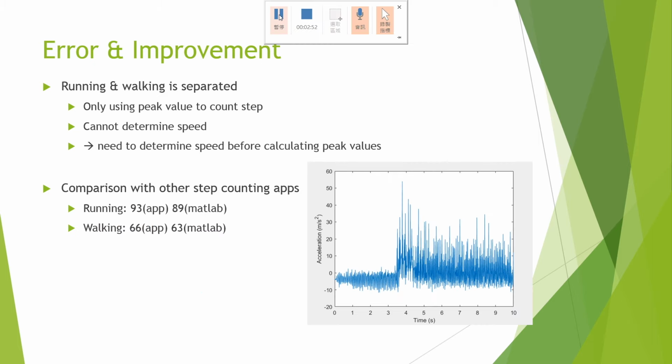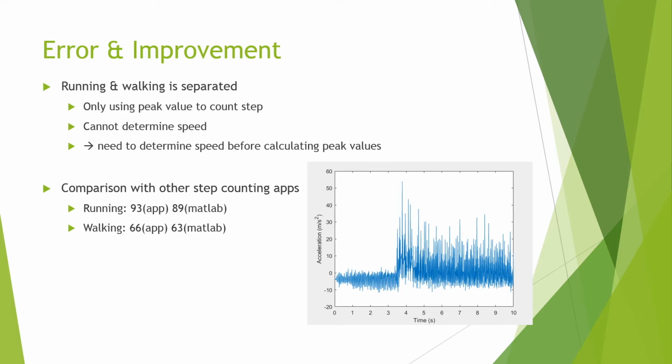About the error and improvement, we find that we will get the wrong result when the user is running and walking at the same time, because the walking signal will be treated as noise, and then the signal will be eliminated. To handle this situation, we should determine the speed before calculating those values.